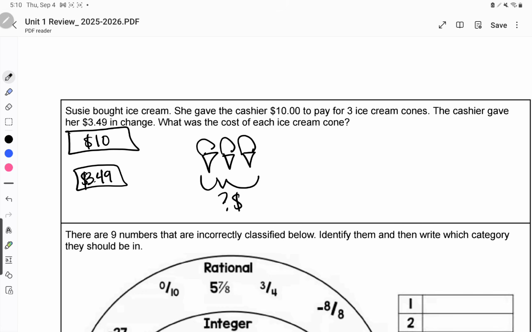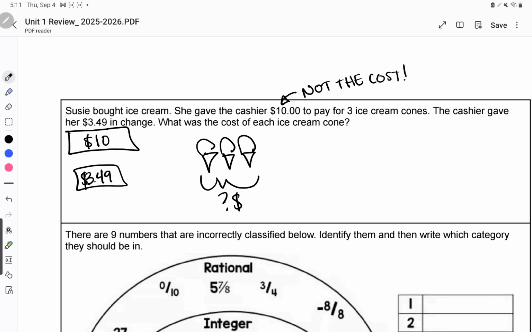It did not cost $10 for the ice cream. That is not the cost. We have no idea what the cost was. We know that she gave the cashier $10, and we know that she got $3.49 in change. We don't know what she actually spent.